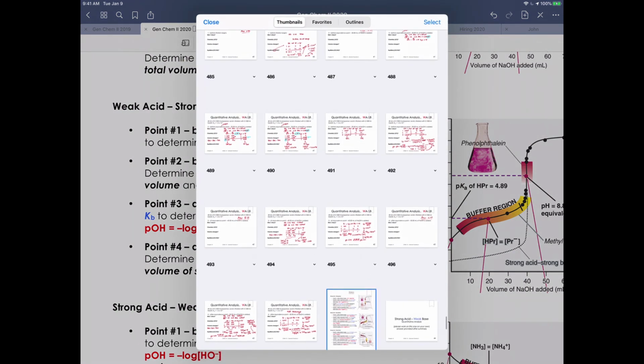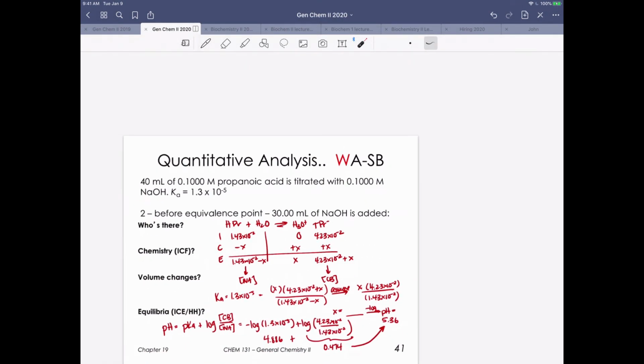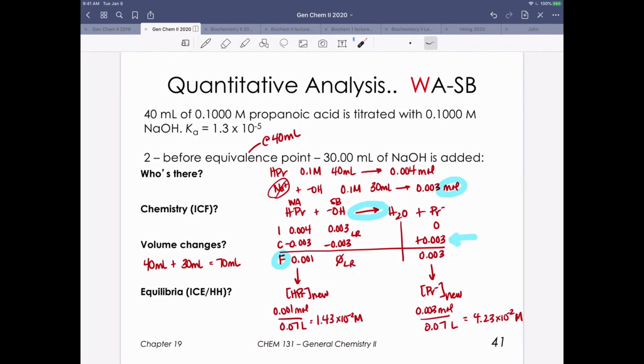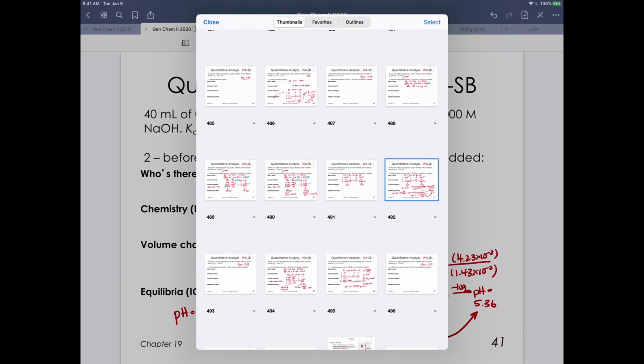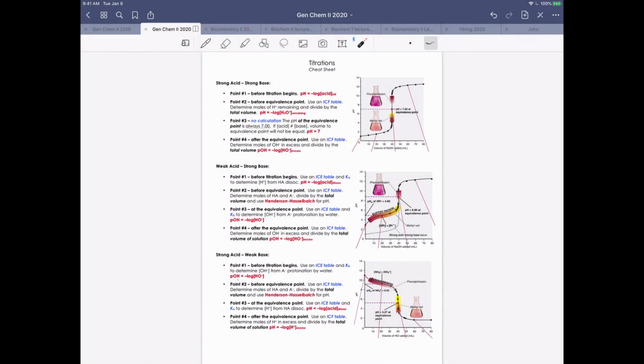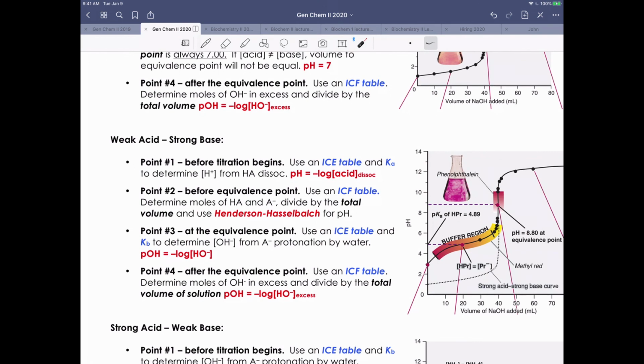So going back to that calculation, that is going to be here, right? Here was our chemistry table to show us who we had left, and the concentration of conjugate base and weak acid that we had. And we can solve that either using an ice table, or because we know we have a buffer, we can use the Henderson-Hasselbalch equation. You'll notice this is the only time that we can use the Henderson-Hasselbalch equation in this titration, when we are in this buffer region, which occurs before the equivalence point.